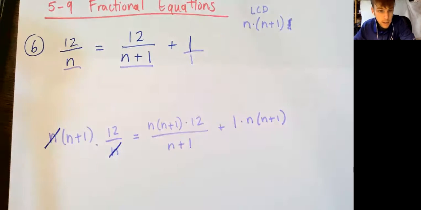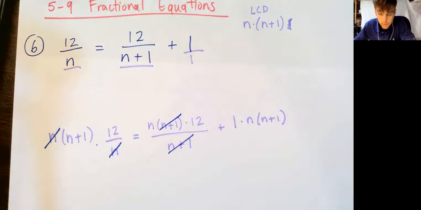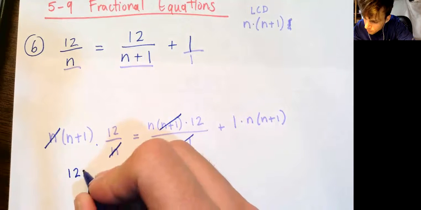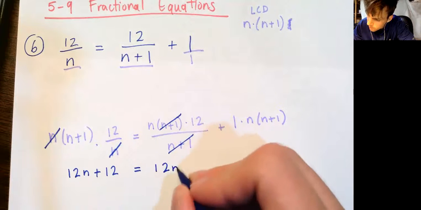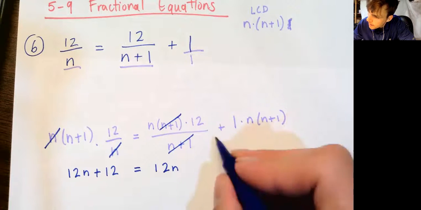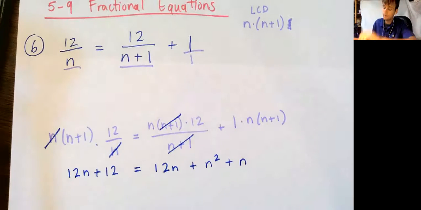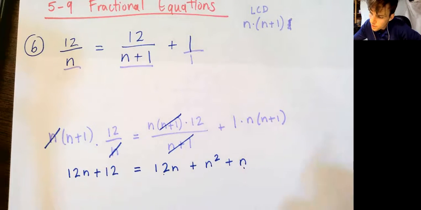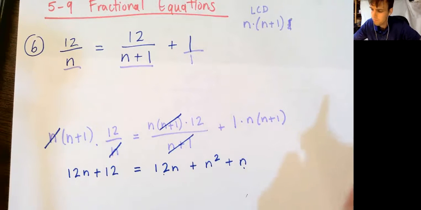So an n here, and n plus 1 and then n plus 1 here, and then nothing over there. Okay, so we end up with 12n plus 12 equals 12n. And go ahead and multiply this all out. We get n squared plus n. All right, I can combine some like terms here. These can go together to be 13n. But let's actually just start solving this.